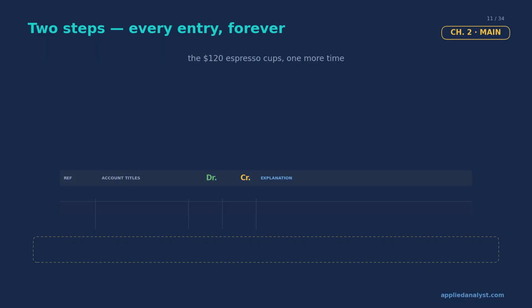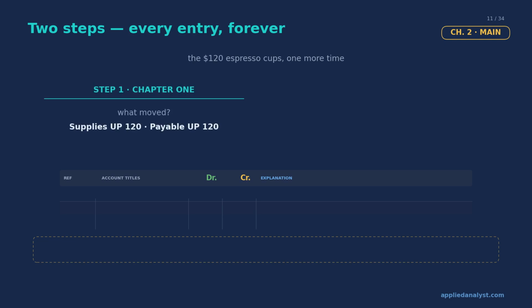Now watch the map work. 2 steps, every time, forever. The espresso cups, one more time. Step 1 is pure Chapter 1. What moved? Supplies up 120, accounts payable up 120. Step 2, read the map.